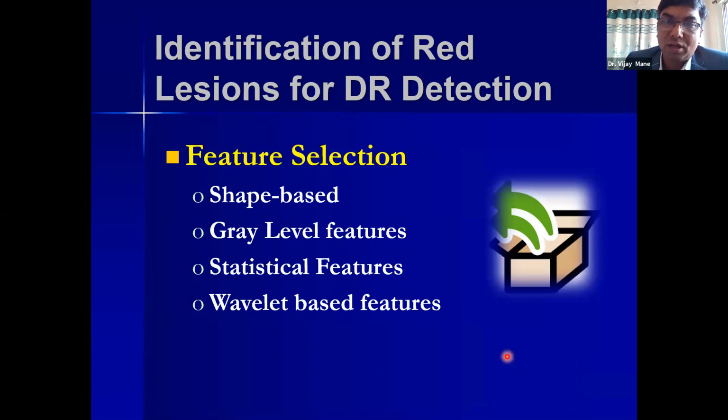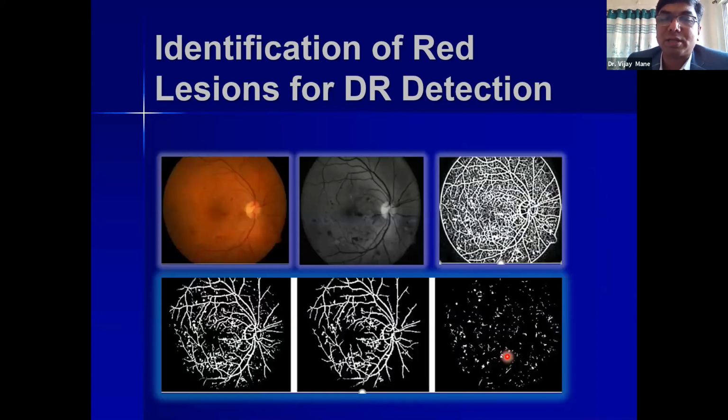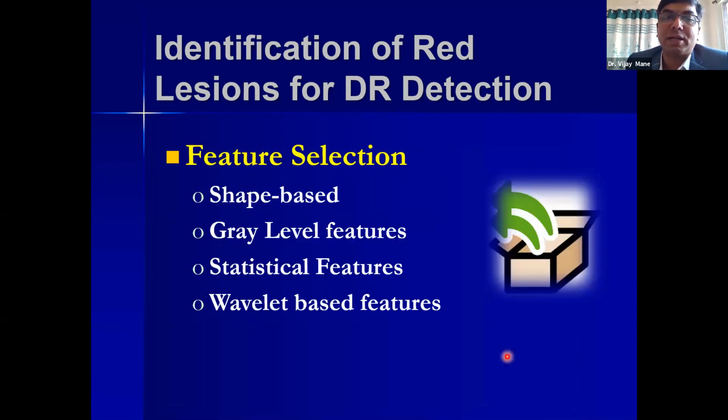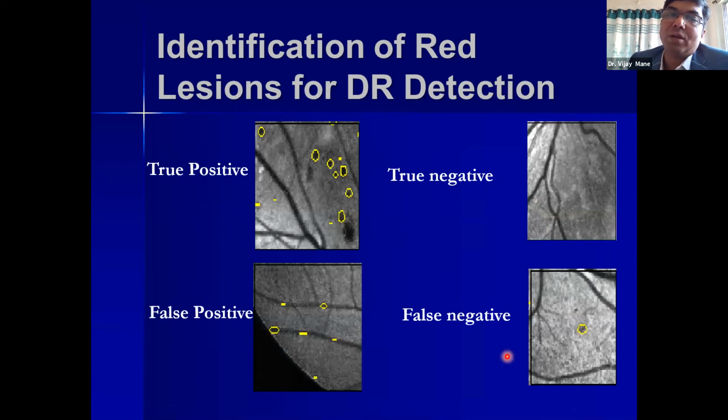You can use a number of features based on the algorithm. Typically, shape-based features, color-based features, or gray level features, and some statistical features are used in general, because they have a typical size, shape and color as compared to other non-candidate lesions. So these features are selected and applied to the classifier for training, and then the next image can be used for testing.